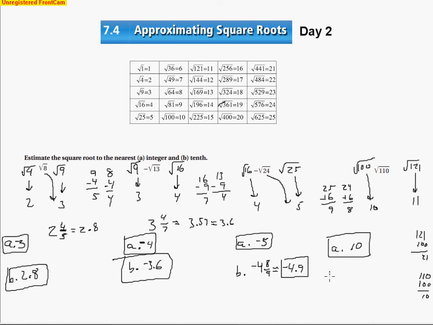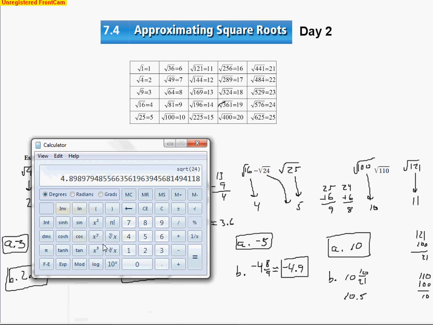Now for part B, we're getting really close to the 10th place. We would write that as 10 and 10/21. Well, 10/21 is really close to 0.5. So if I do that division, that ends up being just about 0.5. It's going to be like 0.4 something. If you do the division 10 divided by 21, gives me 0.47, so it's really close to 0.5. So 0.5 should be a good approximation.